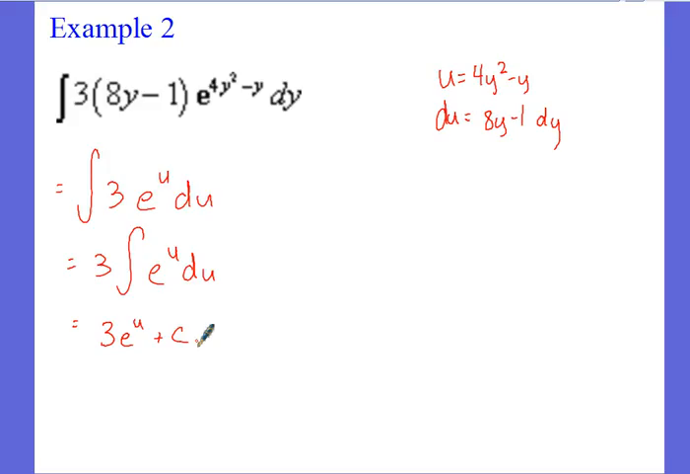And then, of course, finally, my last step is to do what? So 3 e to the (4y squared minus y) plus c. Does everybody see how this is going to work? Not too bad, right? Not too bad. We good? Okay, let's kick it up a notch.